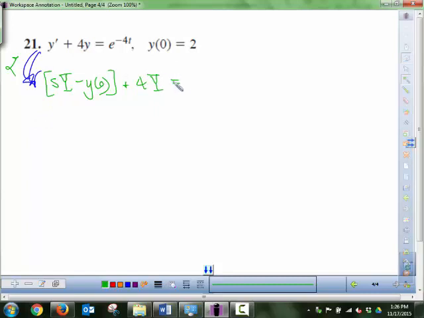And then now we have an exponential function on the other side. And so if you remember the exponential function transformation, it's 1 over s minus whatever the coefficient of the power is, negative 4, so it's going to be s plus 4.